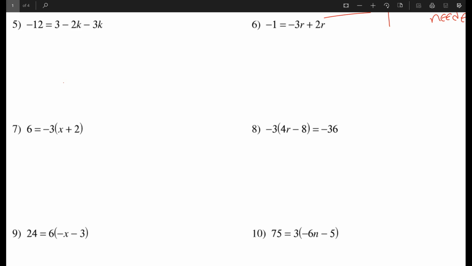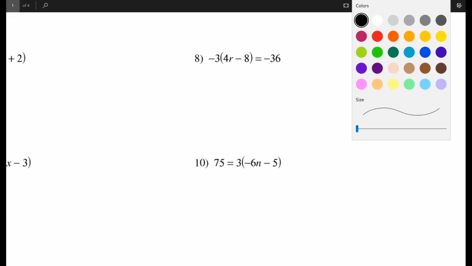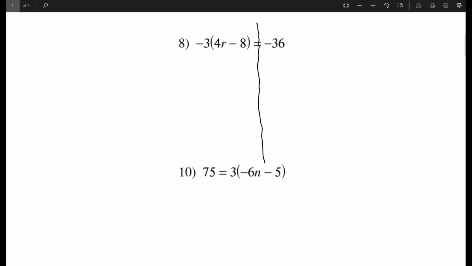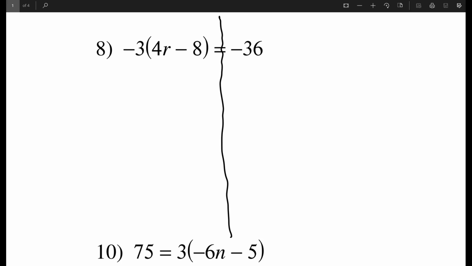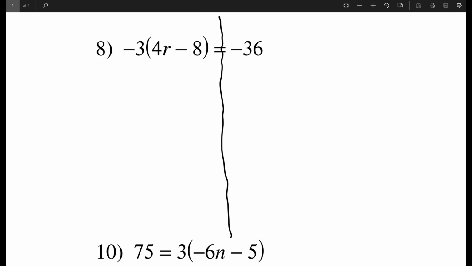And we're going to go to number 8. Now, let's draw our line. Let's go through the steps. Step 1, distribute if necessary. I do need to distribute here, so I do this.